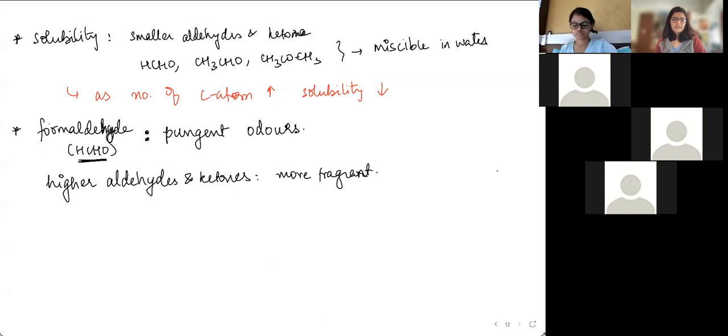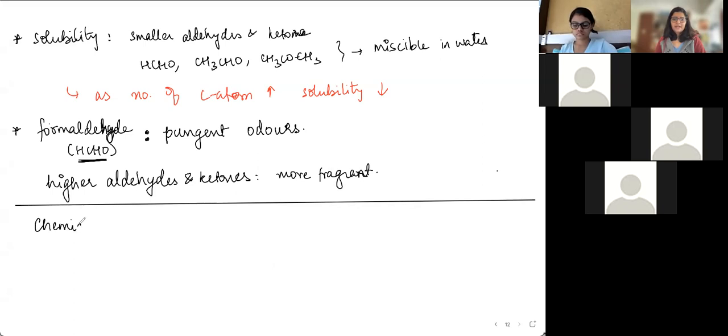Now coming to the chemical properties. So for chemical properties, you have 3 or 4 main reactions. Let me check what all you have. So you have nucleophilic addition, reduction, oxidation, alpha hydrogen, and a couple of other random ones. Okay, 4 major ones.